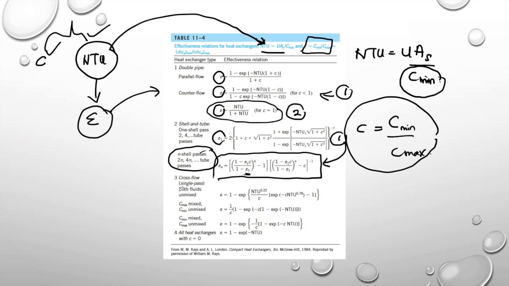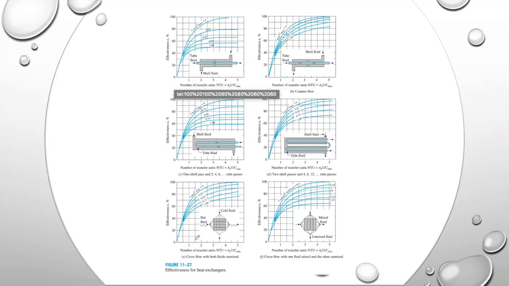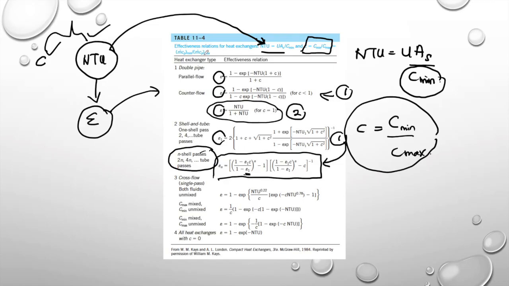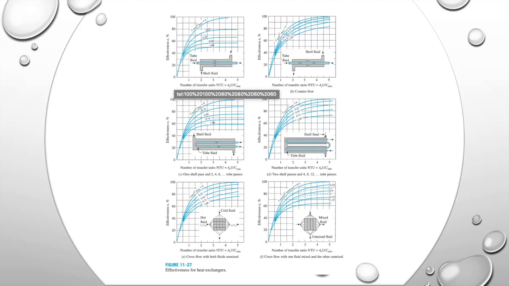So we have cross flow, and the last one, all heat exchangers with C equal to 0. That is how you refer to table 11.4. But you do not have to worry, because this table is actually the same as this graph. Table 11.4 is the same as this graph.